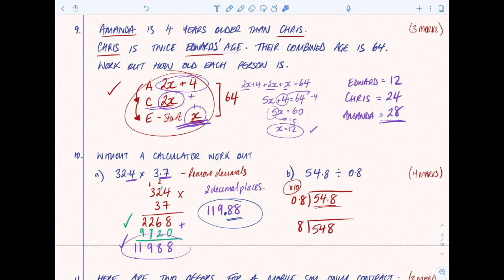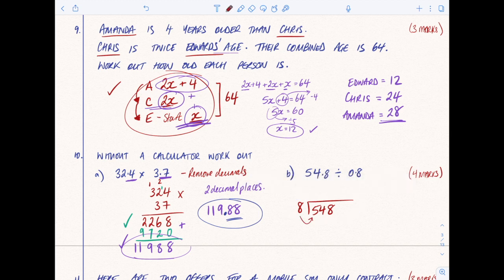So the number on the outside, you don't want a decimal. So in this case, I times it by 10, which makes it 8. It could be that you times it by 100, which would make it 80. And if I times it by 100, I'd have to times this by 100 as well. But because I'm timesing this by 10, I just times this side by 10 as well. So now what I've got is instead of doing 54.8 divided by 0.8, I'm actually doing 548 divided by 8.